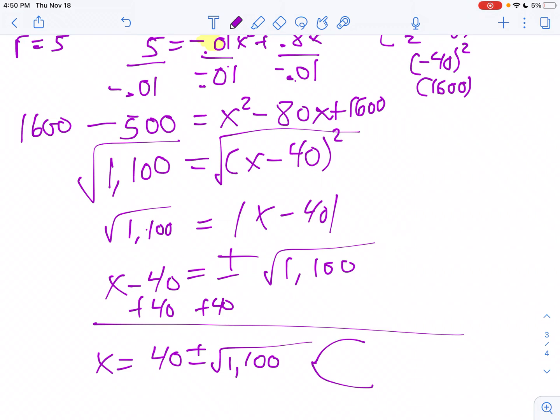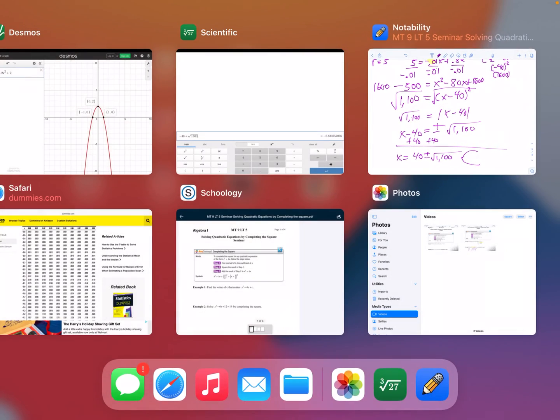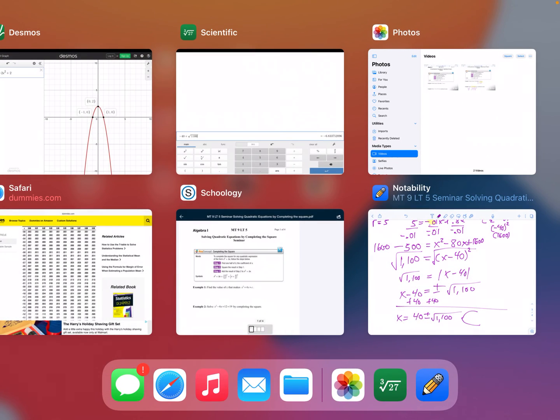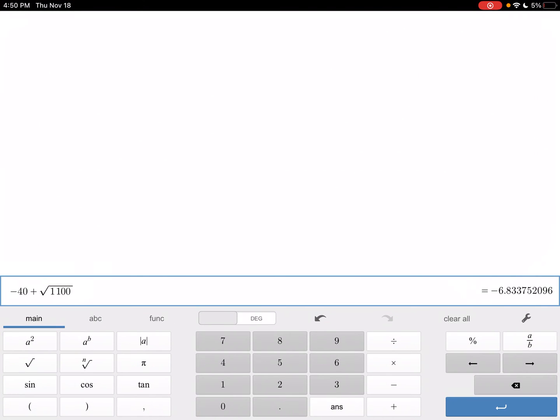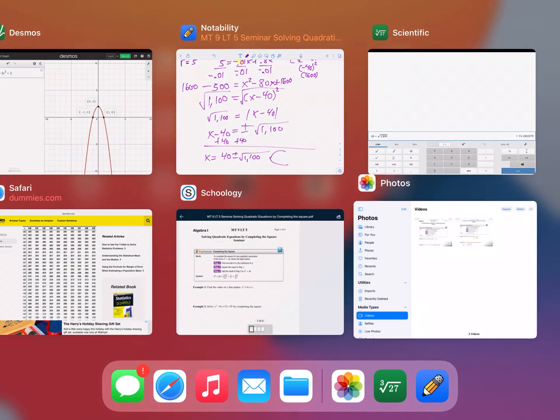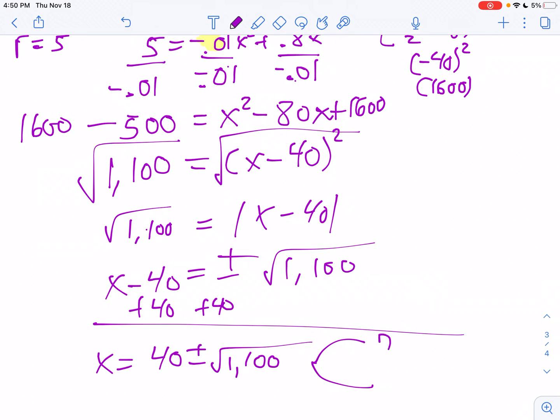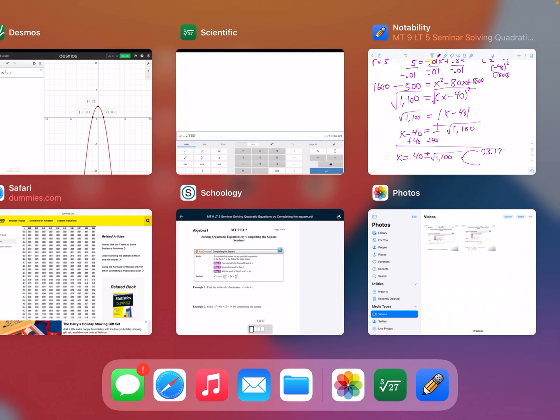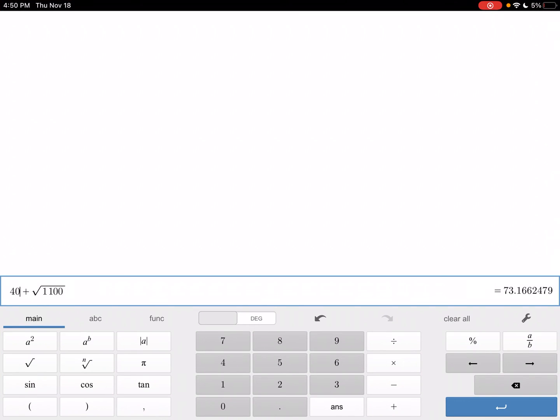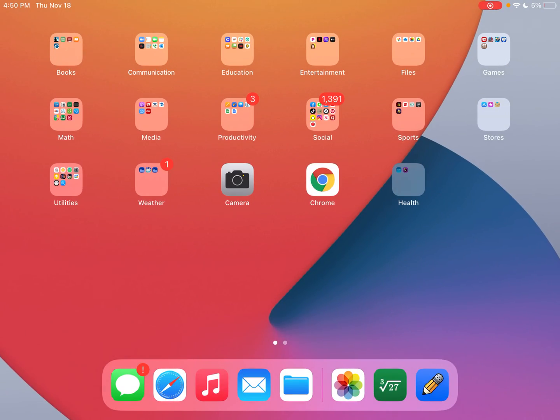So then I'll use my calculator. So I'll go 40 plus the square root of 1,100. And I get 73.17. Or just 73 maybe. If I take 40 minus the square root of 1,100, I get 6.83. Ooh.